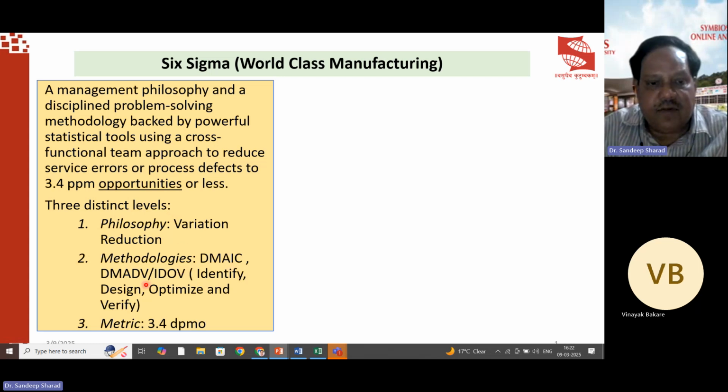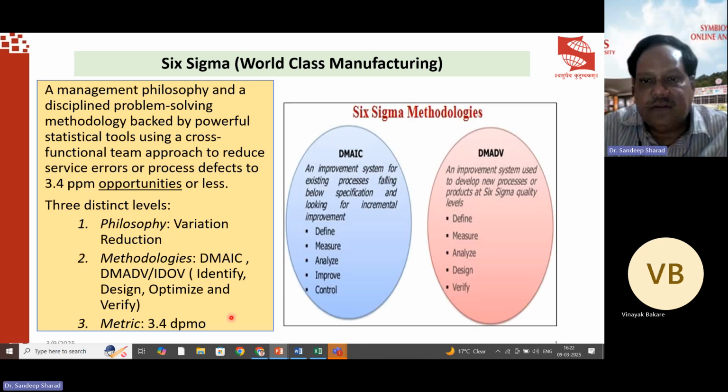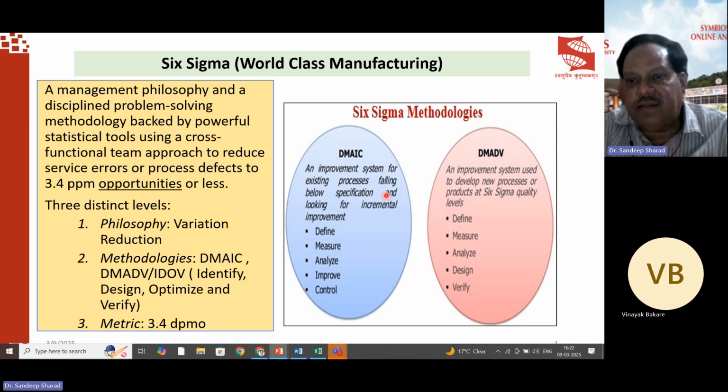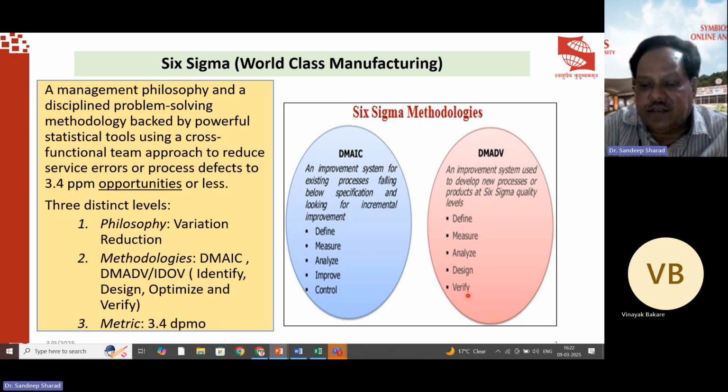We are using DMAIC, DMADV, or IDOV, optimizing the design and methodology, and the metric will be 3.4 defects per million. The Six Sigma methodology mainly uses two approaches: one is DMAIC and one is DMADV. If it is an existing system, then we go with DMAIC, that is define, measure, analyze, improve, control. If it is a new system design, then we go with DMADV: define, measure, analyze, design and verify. We will discuss these in detail, along with the tools, in the next sessions.